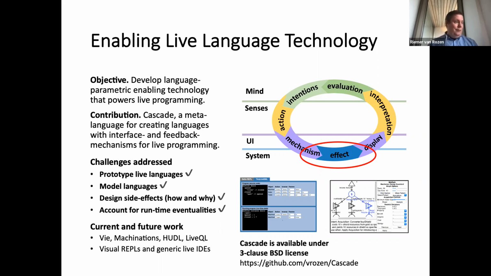And aside from this, I will also work on visual REPLs and generic live IDEs. Cascade is screaming for a debugger, really. It has so many levels of abstraction. If something doesn't work, I have to think in several abstraction levels in order to fix things. So that's rather difficult. This concludes the first part of my talk.